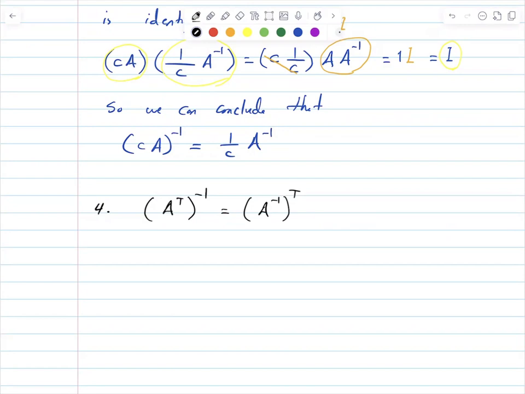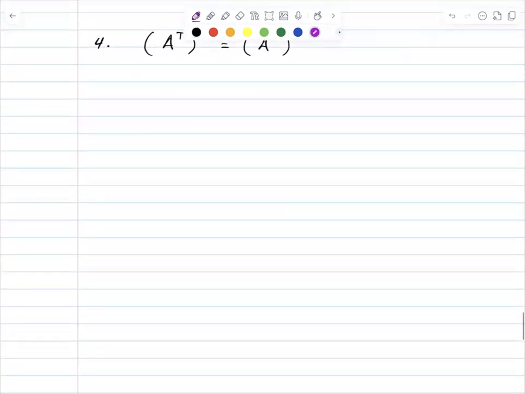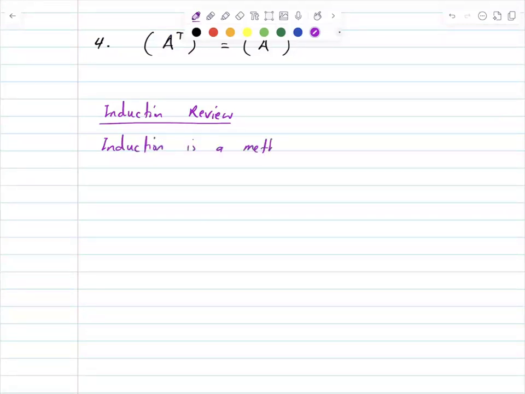One of your friends asked, what is induction? So in short, induction is a method of proof. Induction review. Induction, or mathematical induction, is a method of proving special cases of mathematical statements.